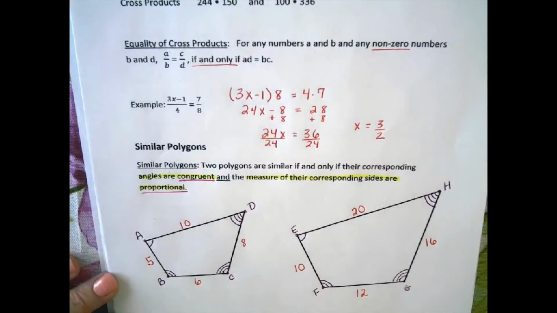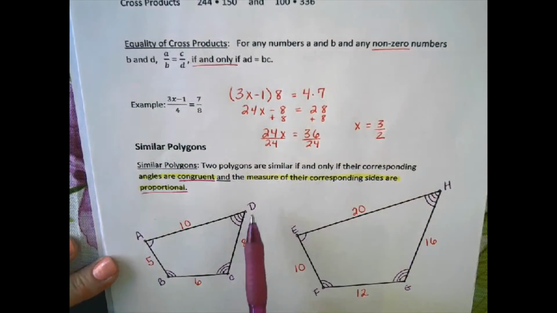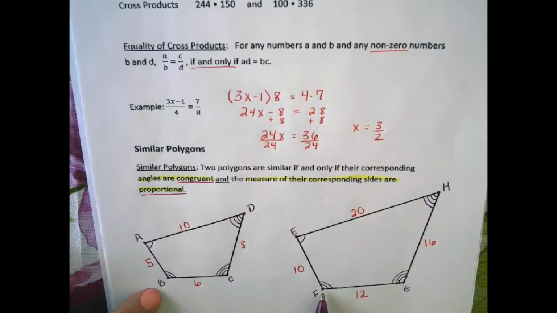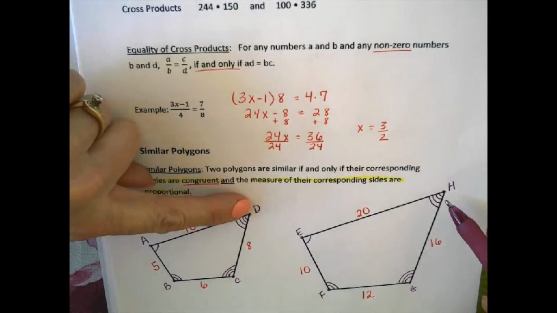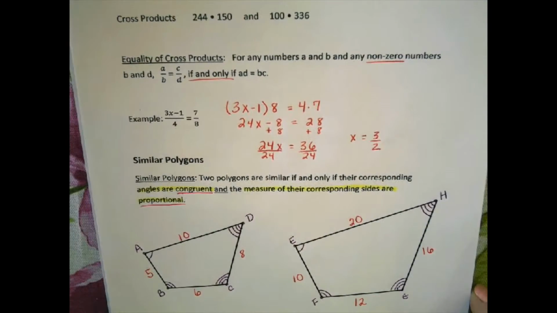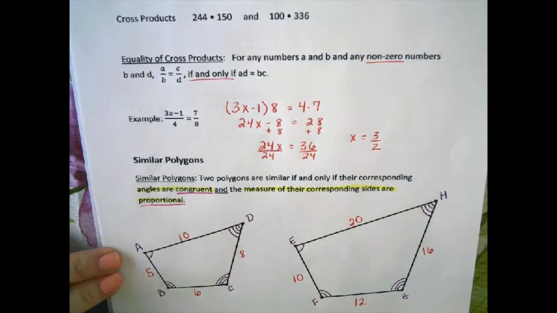In this particular example, I have two similar polygons, polygon ABCD and polygon EFGH. As you can see by the markings, angle A corresponds to angle E. These are congruent angles. Angle B and F are congruent. Angle C and angle G are congruent, as are angle D and angle H. Since the angles are all congruent, in order to conclude that these polygons are indeed similar, I have to prove that the sides are proportional.